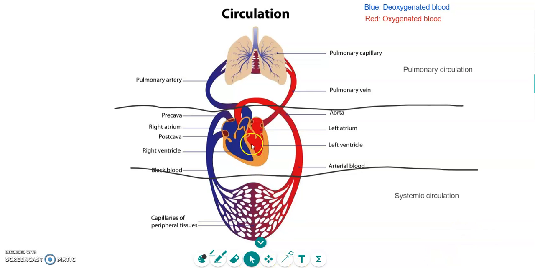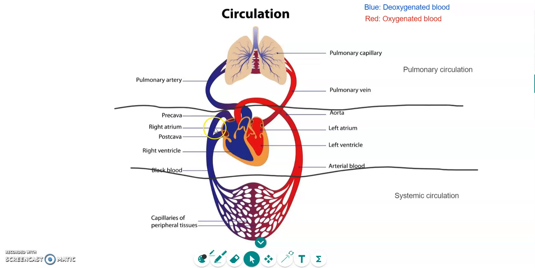I'll start off in the body. In the body, your cells and your tissues will aerobically respire, and that will use up oxygen. When you use up oxygen, your blood will become deoxygenated, so it will lose its oxygen. I've just put a little key here: the blue color of the blood represents deoxygenated blood, whereas the red one represents oxygenated blood.